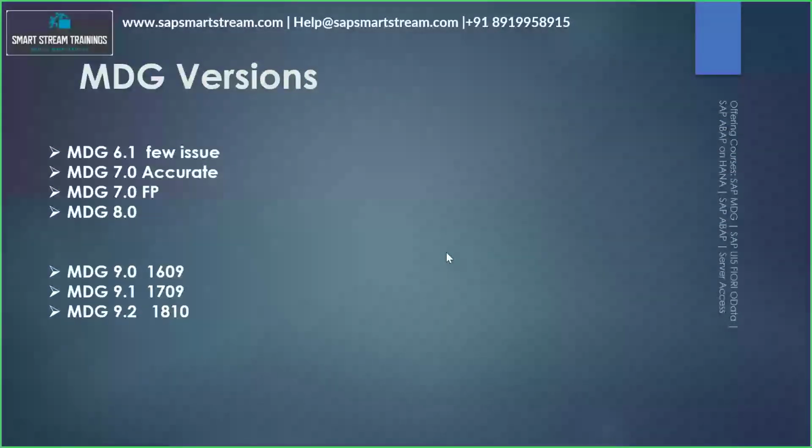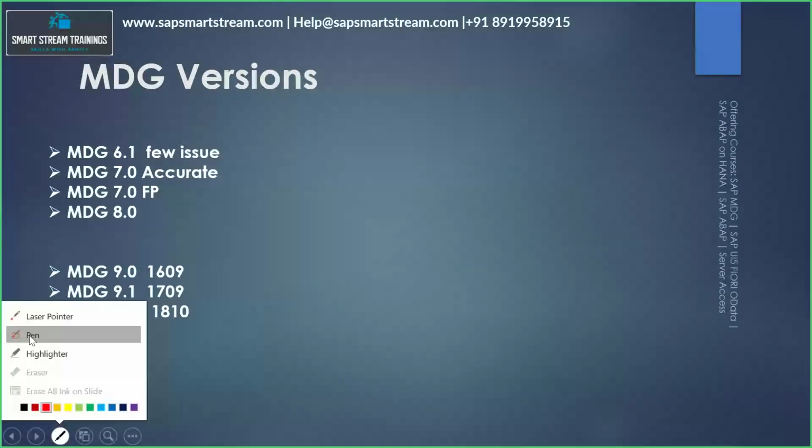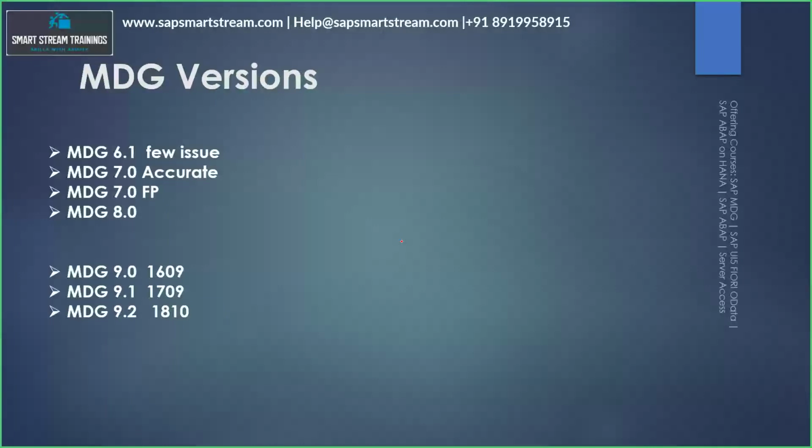So if it's clear, then we'll discuss the versions in MDG. What are the versions in MDG? At the SAP level, we have two versions. What are the two versions? One is ECC. The other is S4 HANA, SAP's own database.